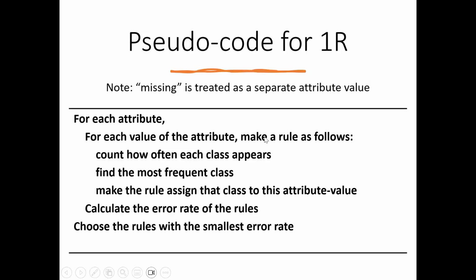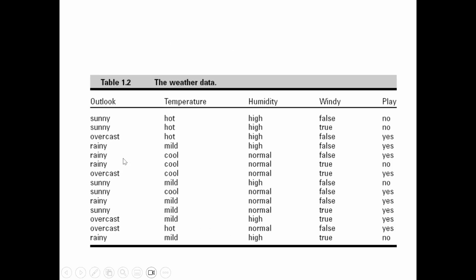Right. So here is how it works. You start with each and every attribute. For each attribute value, you create a rule: you count how many times each class appears, find the most frequent class, and make the rule assign that class to this attribute value. So this is our example. What I want you to do now is focus on this part. Focus on sunny and then look at the class variable.